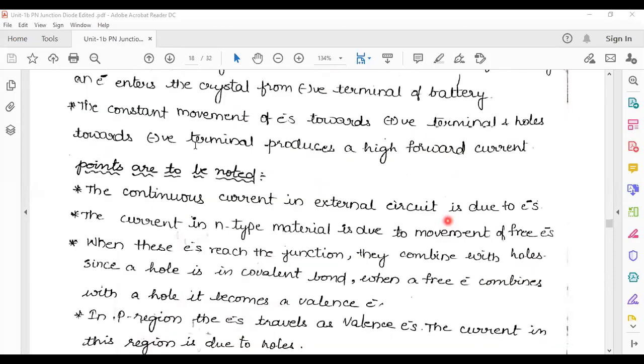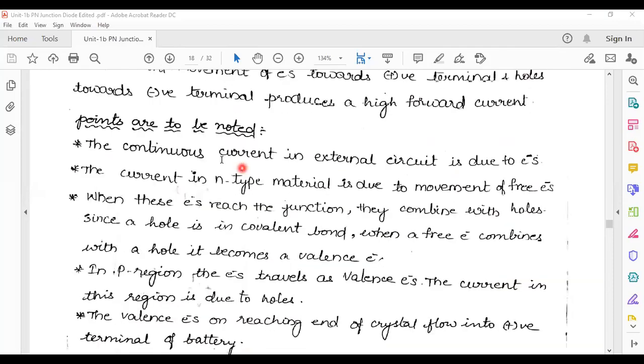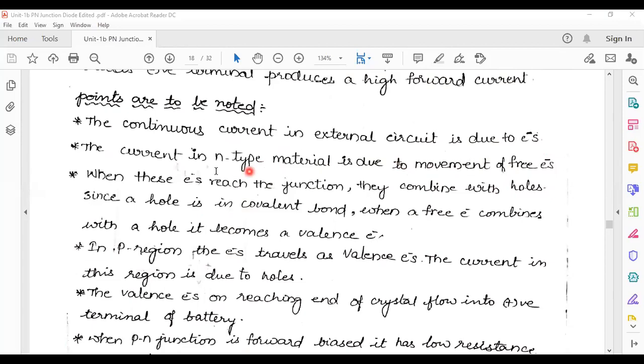Here the points are to be noted. The continuous current in the external circuit is due to electrons. The current in the n-type material is due to the movement of free electrons. When these electrons reach the junction, they combine with holes. Since a hole is in the covalent bond, when a free electron combines with the hole, it becomes a valence electron.